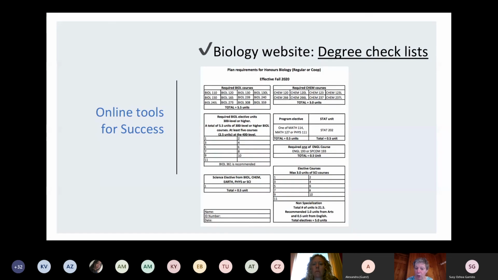This is an example of a degree checklist. So you can come to an advisor, but it's easy to download the one you have. You can keep it on file for yourself and check off as you're going. You don't have to do things in a certain order. You just have to get them all done by the end. So it gives you a vision of where you're going and how far along you are.